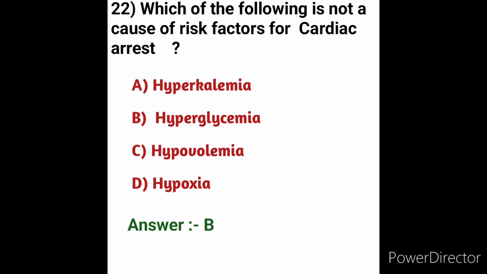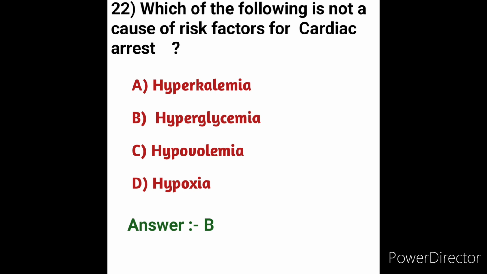Which of the following is not a cause or risk factor for cardiac arrest? We will see the options here. Option A, hyperkalemia. Option B, hyperglycemia. Option C, hypovolemia. And option D, hypoxia.